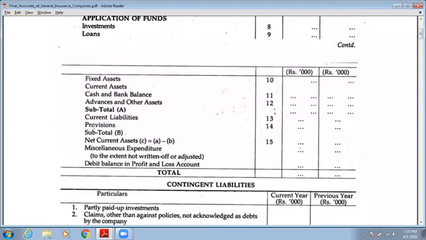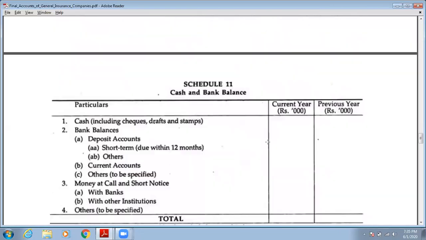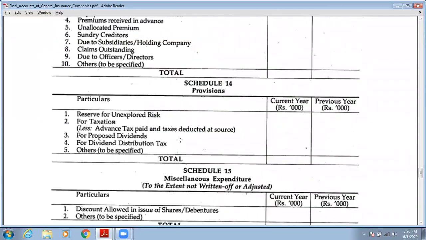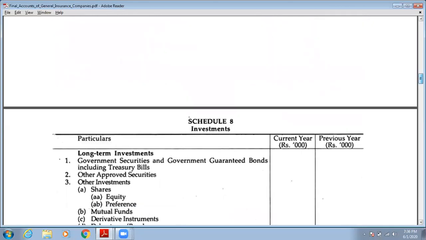Then after that, you have to write all kinds of provisions. So for provisions, we will prepare schedule number 14. So see what is schedule number 14. In schedule number 14 under the provision heading, you will write the reserves for unexpired risk, for taxation, for proposed dividend, for dividend distribution tax, and others. If you create any provisions for these, then you will write the total of the provisions in the balance sheet under schedule 14. Okay.